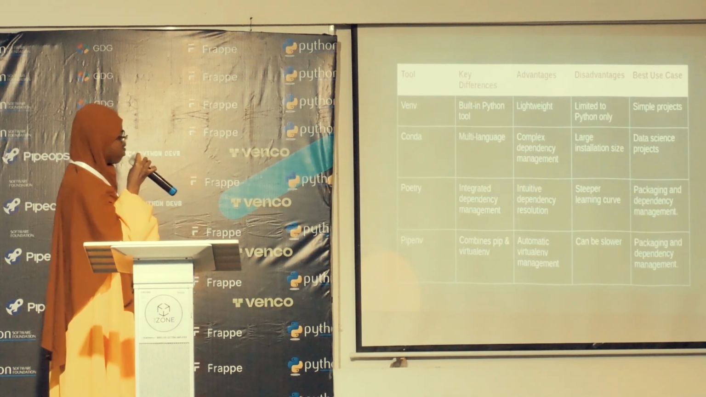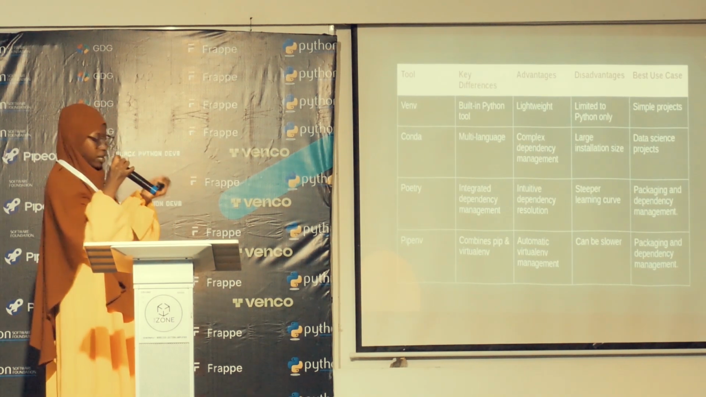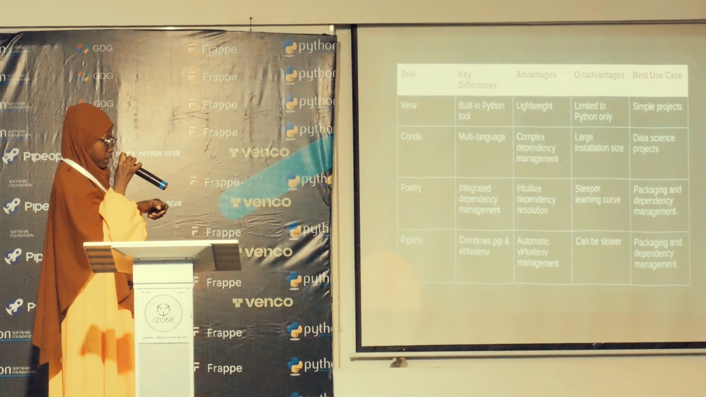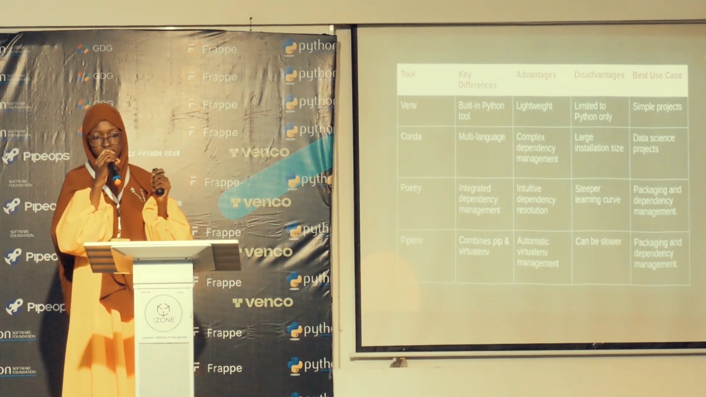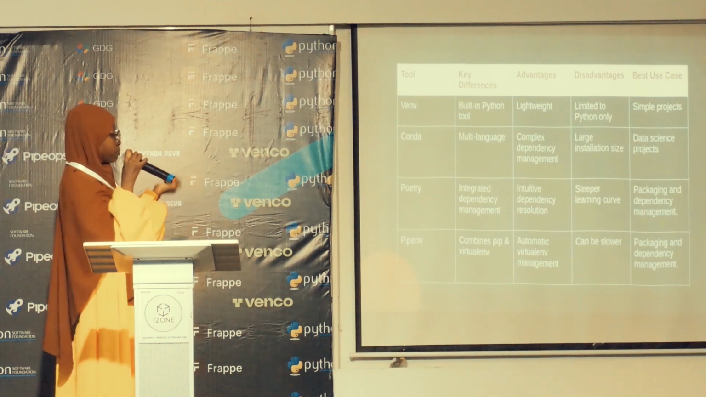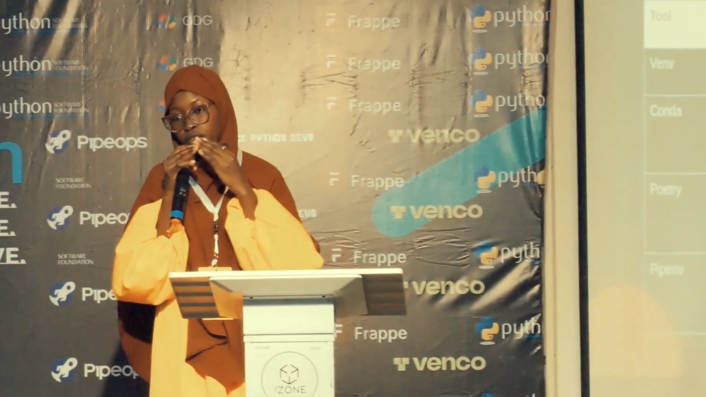So finally, we have pipenv. And a key difference of pipenv is that it combines pip and virtualenv. A key advantage of this is automatic virtualenv management. But then a disadvantage is that it can be slower than the rest of them. And the best use case is also similar to Poetry, where it can be very detailed down to the nitty-gritty of what you require.